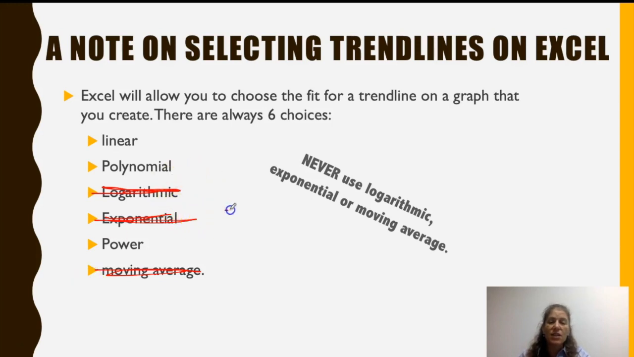Exponential means e to the x. It does not mean a number with an exponent. It doesn't mean x to the n. That is polynomial, right? So we don't want exponential. We don't have any physics relationships that are e to the something. So your choices are going to be linear, polynomial, or power.